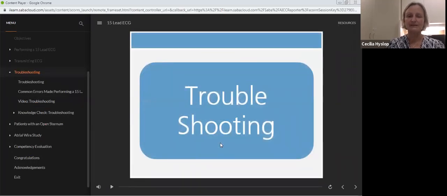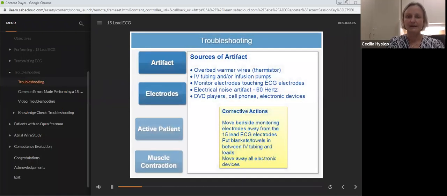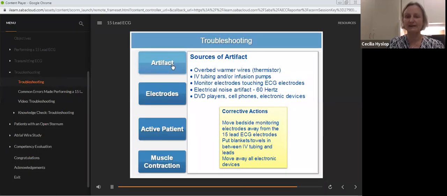So troubleshooting is the next section which we'll examine. There are a number of sources of artifact, so we need to try and clean up the artifact to get a good 15-lead ECG. Sources of artifact can be the overbed warmer wires that come down, the wires with a little disc on the baby's abdomen giving feedback. So that may affect it.